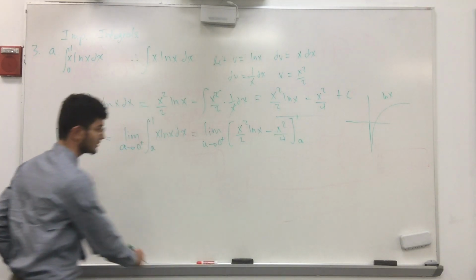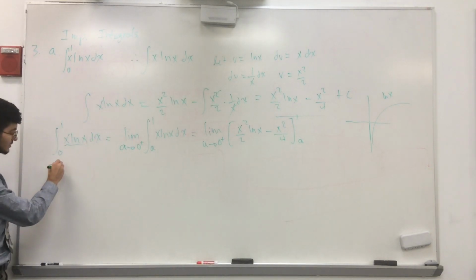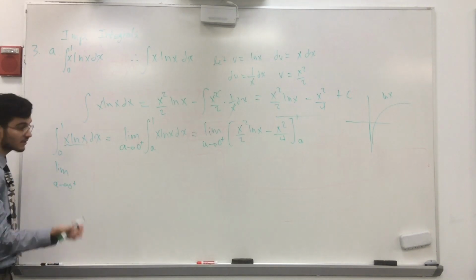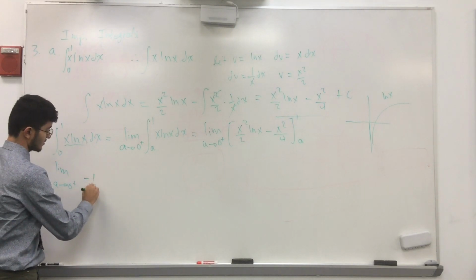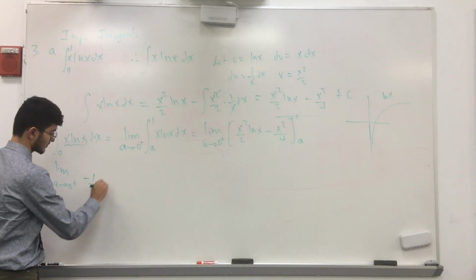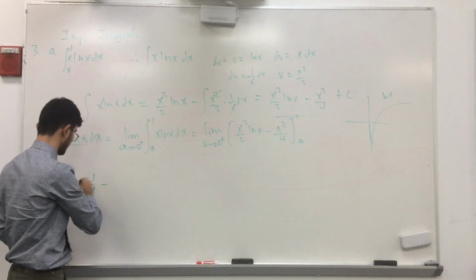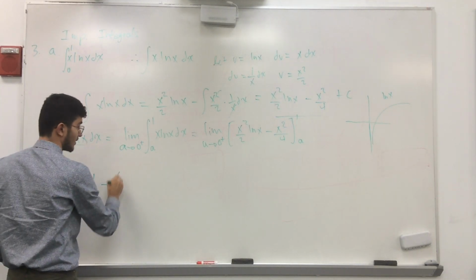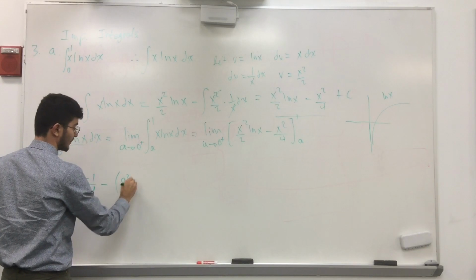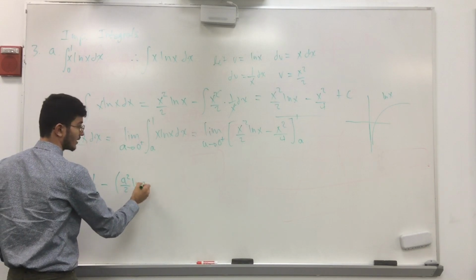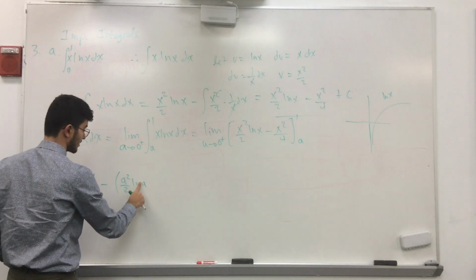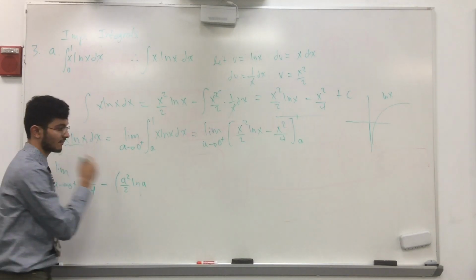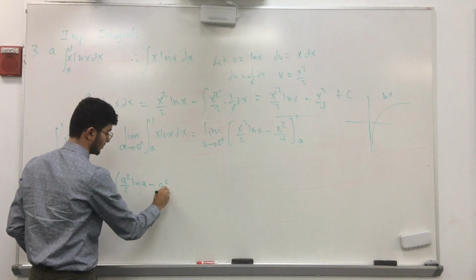So let's put that in here. We have the limit as a goes to 0 from the right of negative 1/4 minus the same thing evaluated at a. So we have a squared over 2 ln of a. Of course, this should be in absolute value, but it doesn't really matter. So it's just ln of a minus a squared over 4.